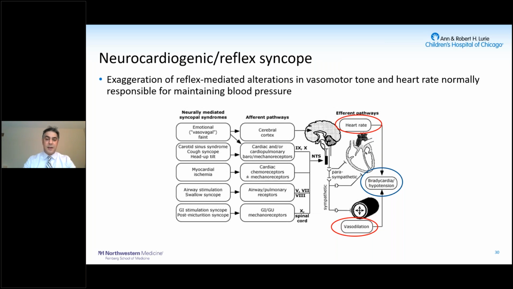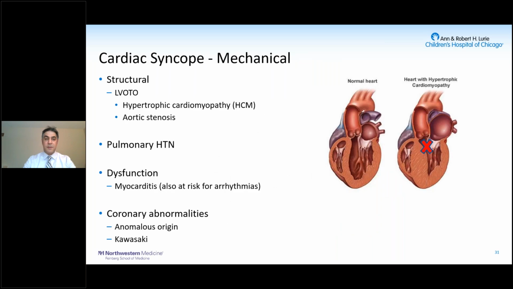Again, this is a complex topic that we could have a whole full day about, but we just wanted to mention it quickly.